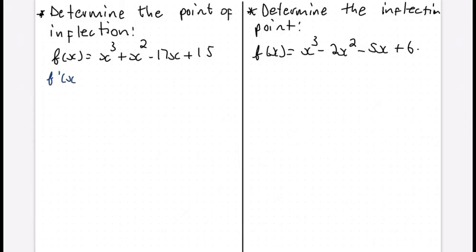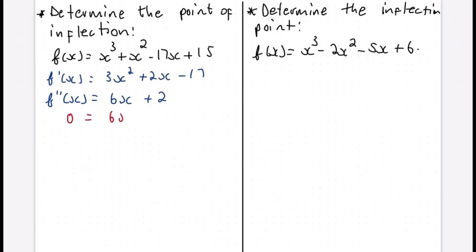Let's derive what we have now, that is now 3x squared plus 2x minus 17. If you struggle with deriving, we do have a video out on that, so make sure you give it a watch. Then let's find the second derivative by just deriving one more time. F double prime of x, this will be 6x plus 2. That is the second derivative. Now we know that at the point of inflection, the second derivative is equal to 0. So we equate 6x plus 2 to 0. And then we try to solve for x.